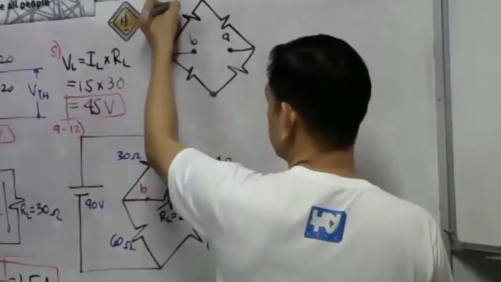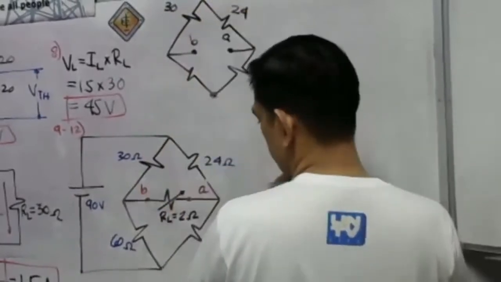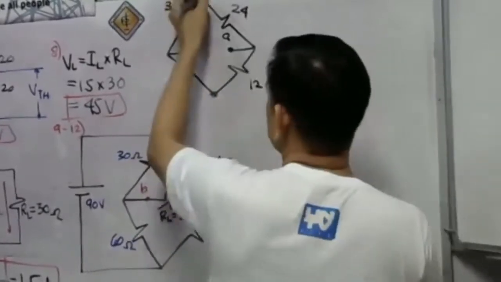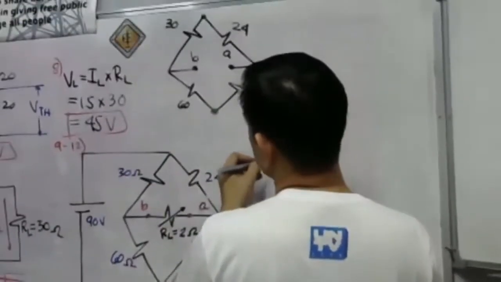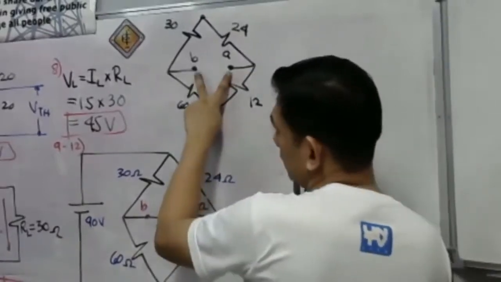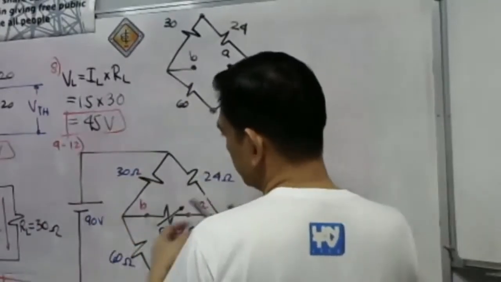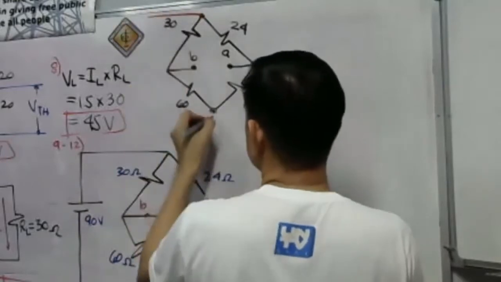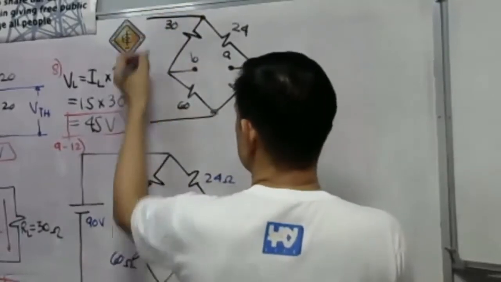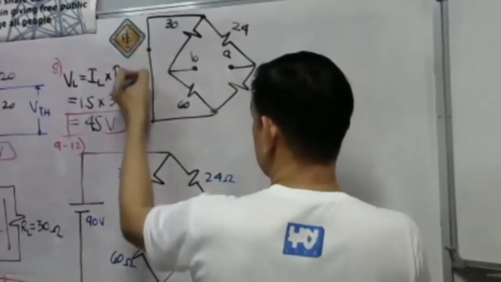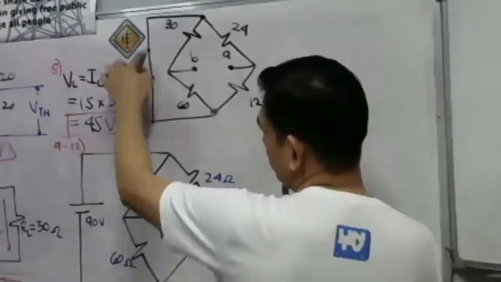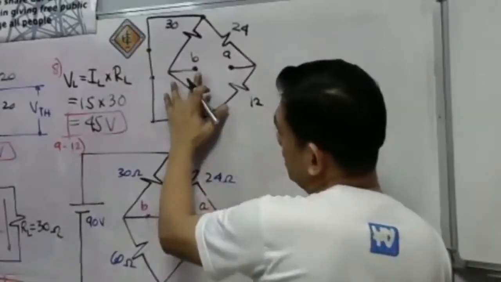Okay, so we have 30 ohms, 24 ohms, 12 ohms, and 60 ohms. And then we have to connect our source here. By the way, when we are getting our RTH, we have to short circuit the two terminals of the 90 volt source. Let us remove the 90 volt source and the two terminals must be short circuited. So this will be the circuit.